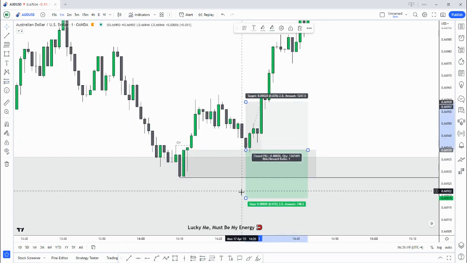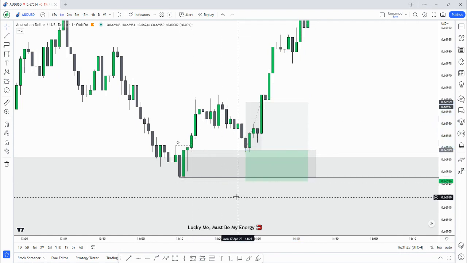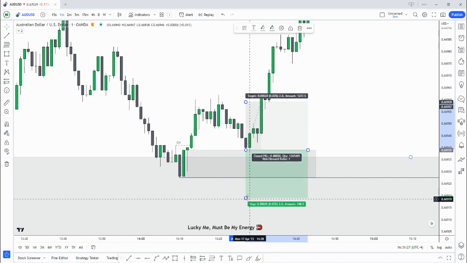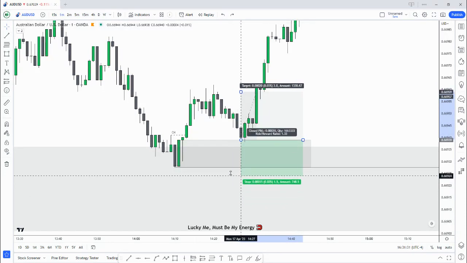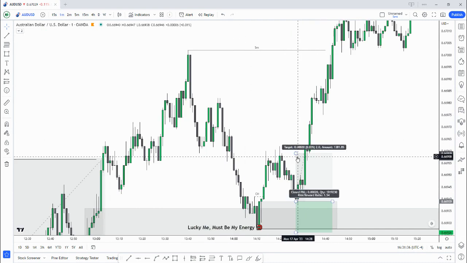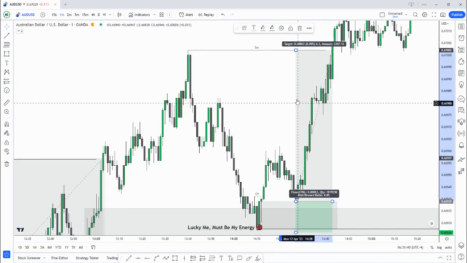You'd have been triggered in right there. You could have had a 1 pip stop loss. For me, I like to leave a little bit more room and keep a minimum of 2 or maybe sometimes 2.5. But if you want that 1 pip stop loss, you could have had your stop loss right below that low. And then you could have targeted this high for a total of almost 1 to 5 gain.